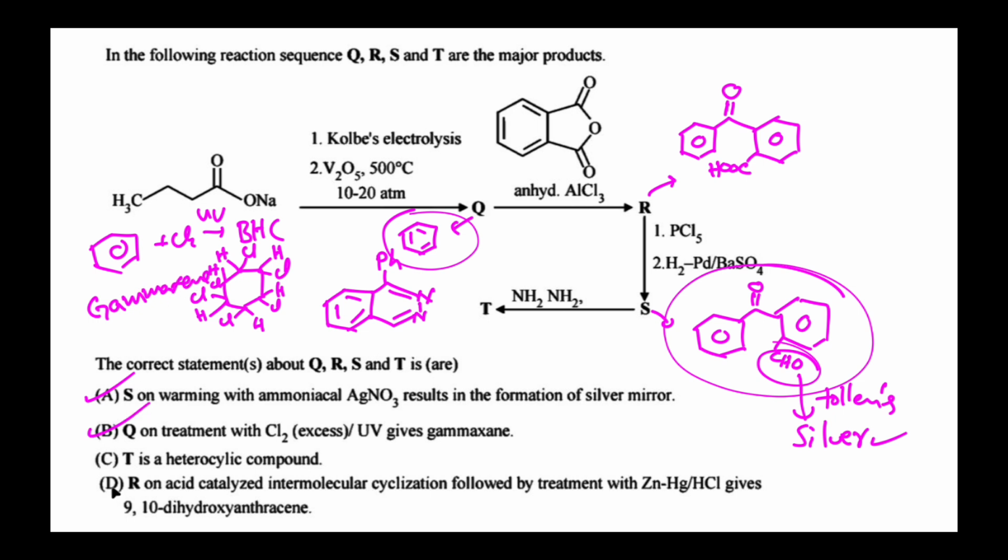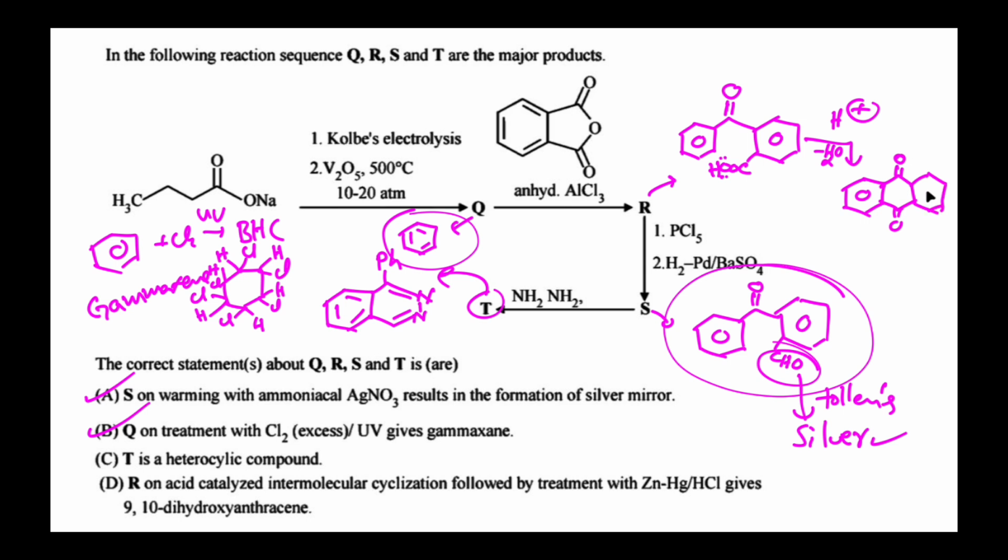So B is also correct. T is a heterocyclic compound. Yes, T is a heterocyclic compound. Heteroatoms are present, that is a nitrogen atom. Then R on acid-catalyzed intramolecular cyclization followed by treatment with zinc and HCl gives 9,10-dihydroxyanthracene. So this compound in presence of H+ undergoes cyclization. This OH takes out that proton and an H2O molecule will be removed. Cyclization takes place, so because of the cyclization we can get the product like this.